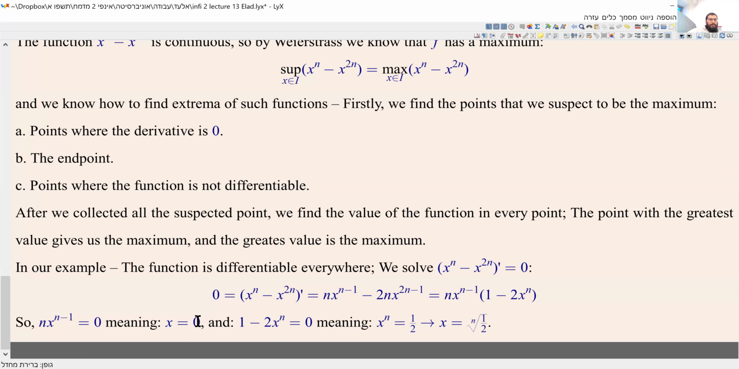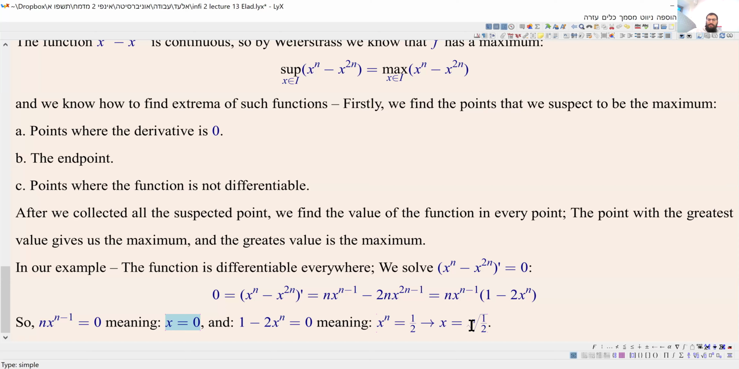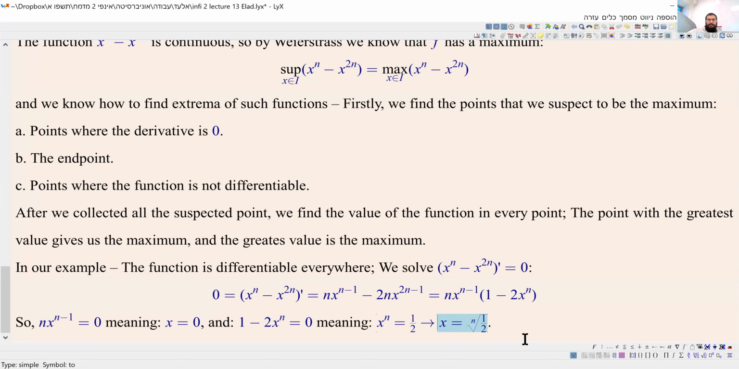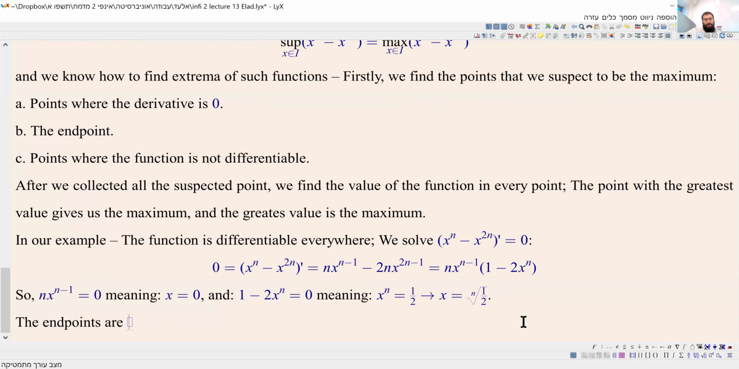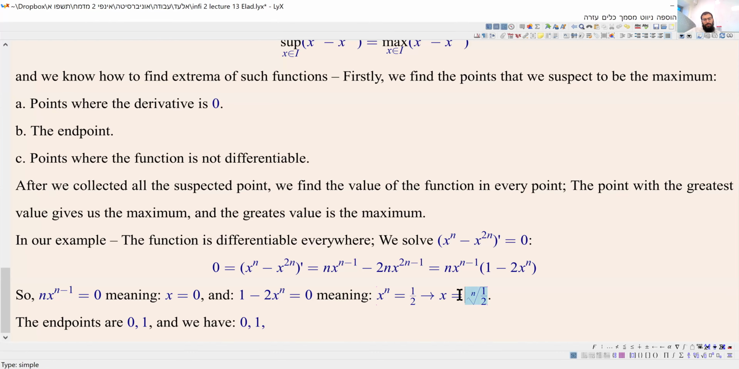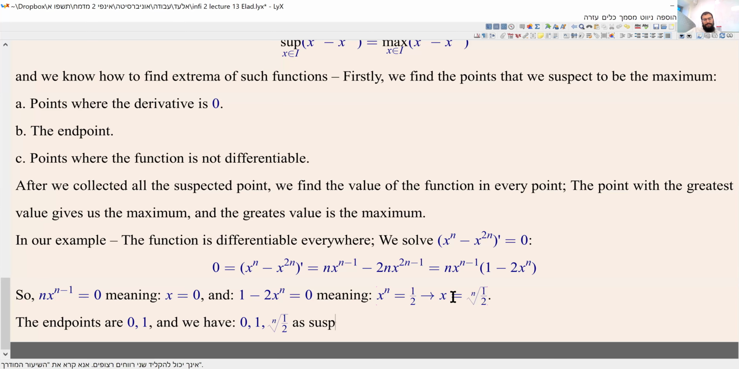So we find two suspected points, and it's totally fine that it is dependent on n. As I mentioned here, we consider n to be a constant. What about the endpoints? The endpoints are 0 and 1, and we have a total number of 3 suspected points: 0, 1, and the nth root, excuse me, of half.